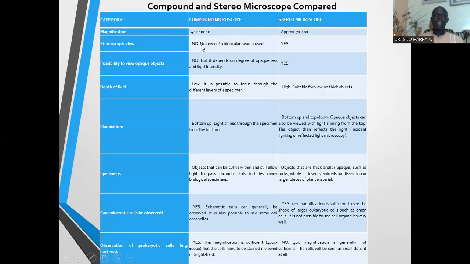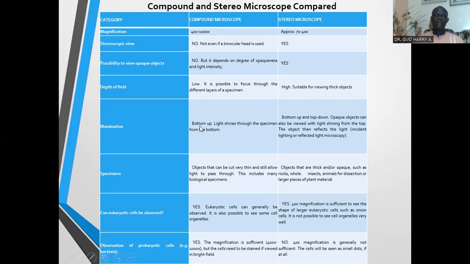Then the compound microscope does not have a stereoscopic view, while the stereo microscope has a stereoscopic, three-dimensional view. It can produce three-dimensional images, 3D images. Then the compound light microscope cannot be used to view opaque objects, while the stereo microscope can be used to view opaque objects. Then the depth of field in the compound microscope is low, but is high in the stereo microscope.